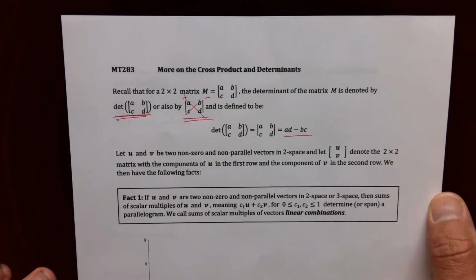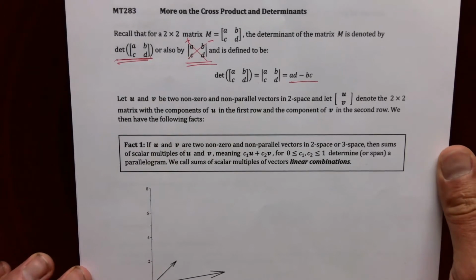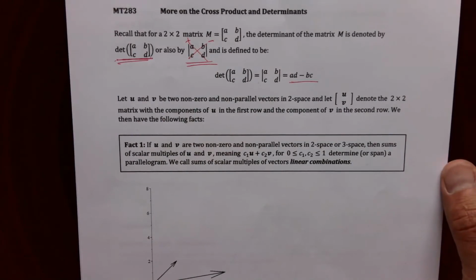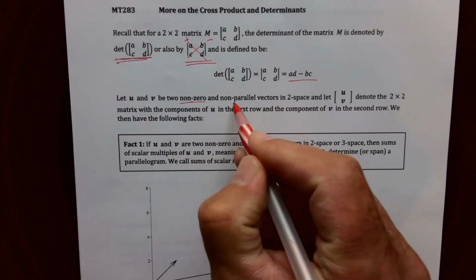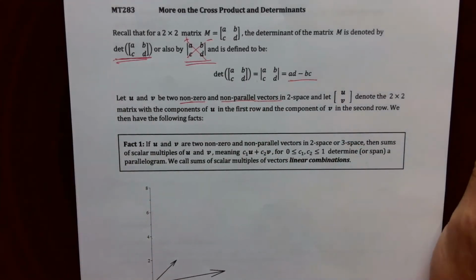Now we're going to get to some facts about 2 by 2 determinants and how they're related to areas in 2 space, and then we'll also see how 3 by 3 determinants are related to volumes in 3 space. So we're assuming that U and V are non-zero and non-parallel vectors in 2 space. Non-zero, non-parallel will mean that those two vectors do not lie in the same line through the origin if we were plotting them in standard position.